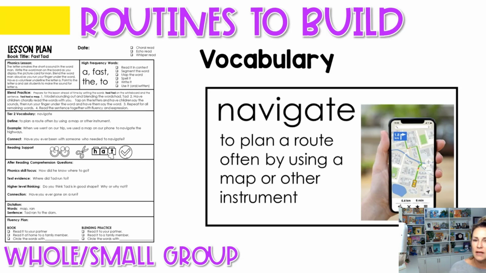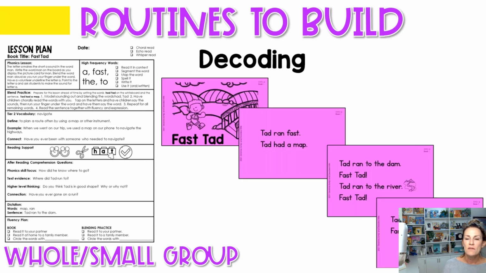Again, we have that little vocabulary lesson that I talked about earlier. This is that riveting book that I told you about, Fast Tad. So this is what the book looks like. We do have a picture on the cover. We deliberately decided not to illustrate each page because we want to make sure that we don't disguise good guessing with decoding, okay? So Tad ran fast, Tad had a map, Tad ran to the dam, and then everybody, fast Tad. Tad ran to the river, and then we have a rebus there to show river, fast Tad. Tad ran home, fast Tad, and another rebus there. So that's basically what the decodable book would look like.